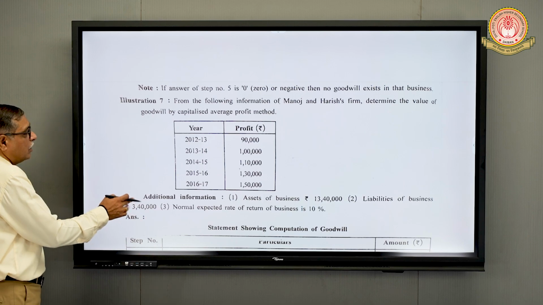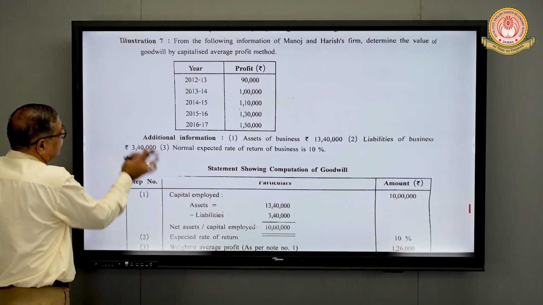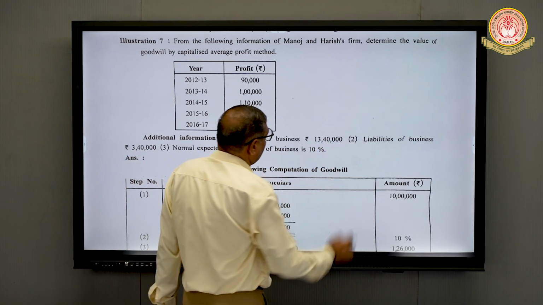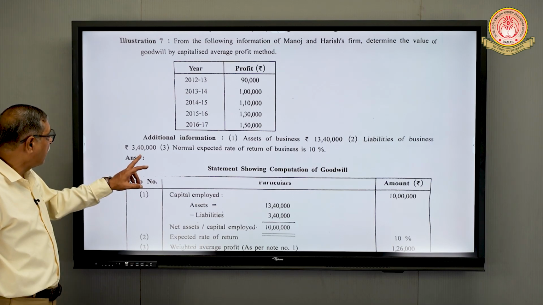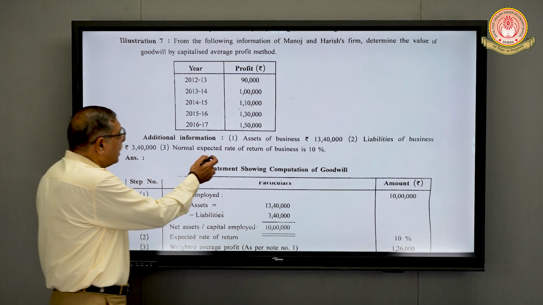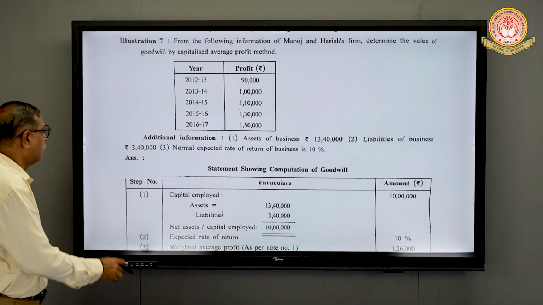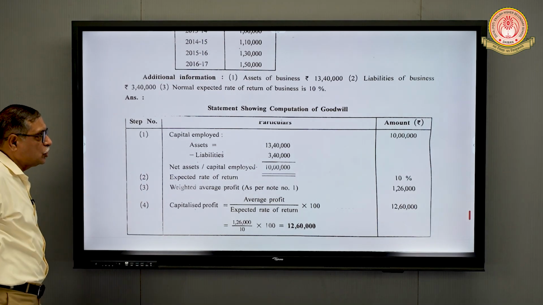So we will see the other information. What other information is given? We can see the additional information. Assets of the business are 13,40,000. Liabilities of the business are 3,40,000. And the normal expected rate of the business is 10%. This information is given. So you can see the statement showing computation of goodwill.